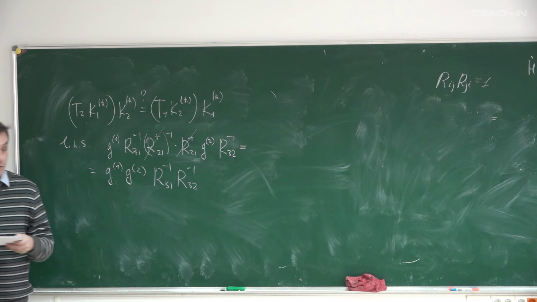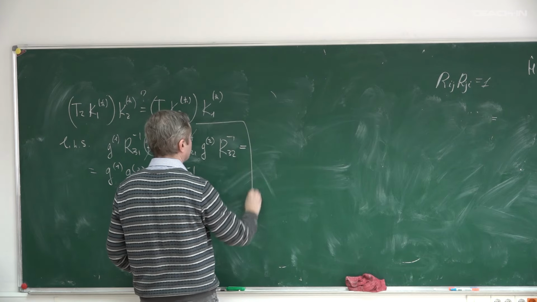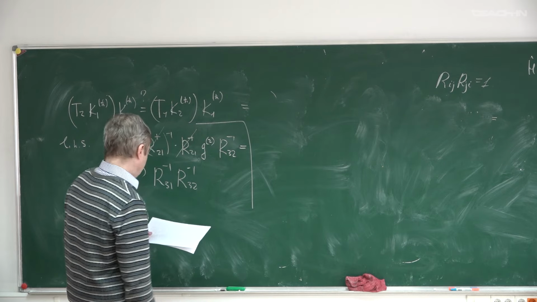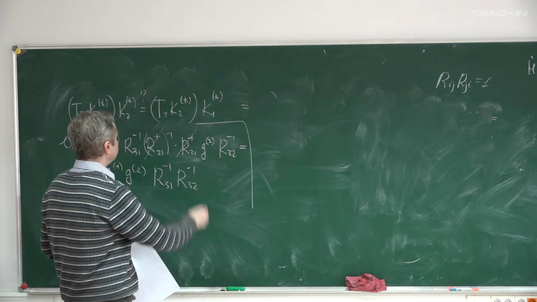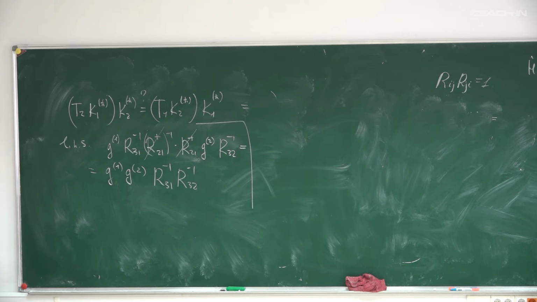And let us now also write the right-hand side. So the right-hand side is as follows. We act by T1 on K2. This is K2, and we act by T1. You see, this one is standing on the second position. So when we act by T1, this plus is removed.